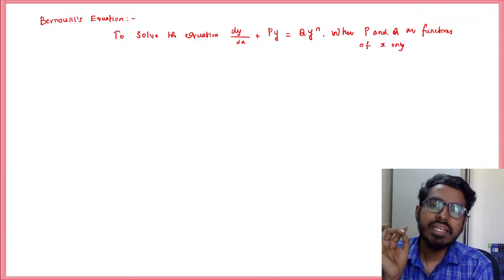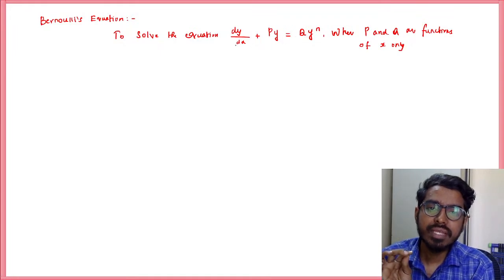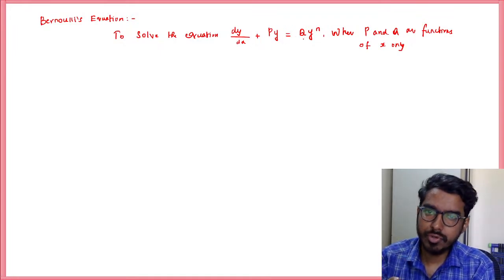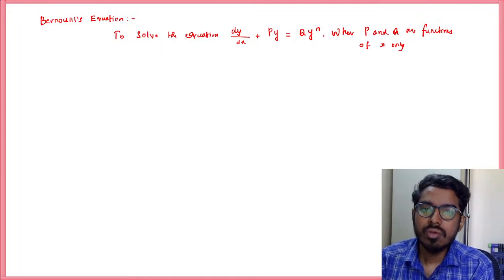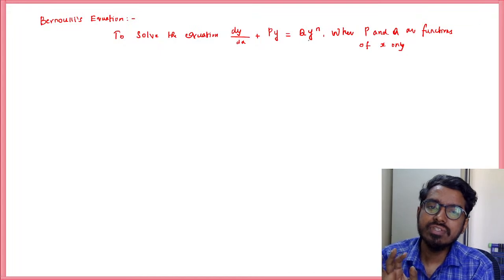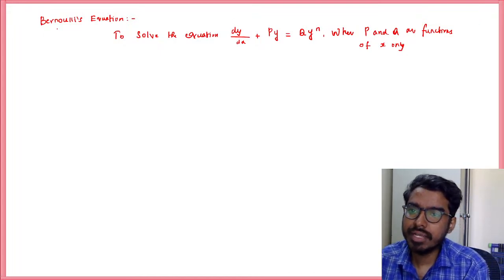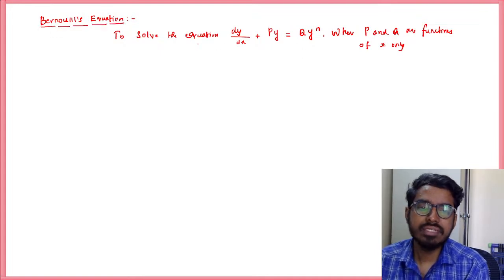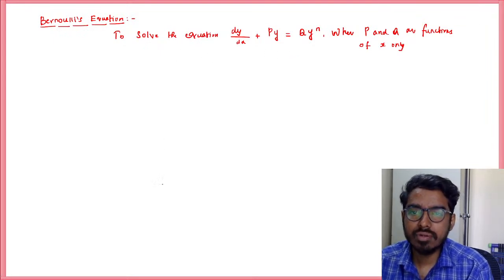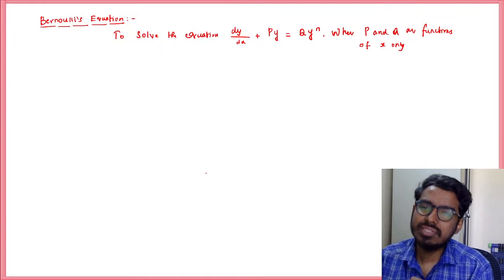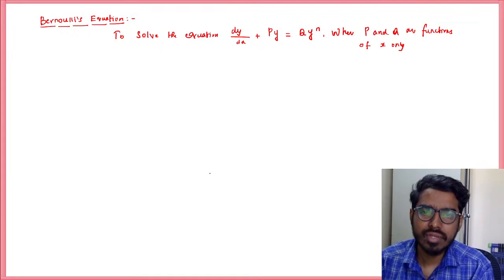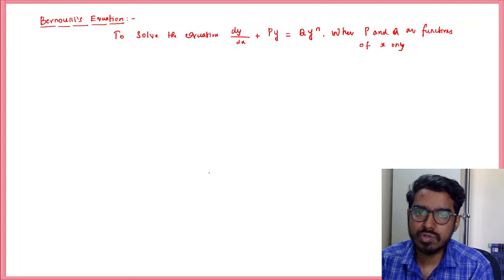In a linear differential equation, you will have dy/dx + Py = Q, so you will not have this y^n multiplied with Q. But in Bernoulli's equation, you will have some y^n multiplied with Q. This n is some number. This is called Bernoulli's equation. So how to solve this type of equation? That is what I'm going to write down, the procedure first. You just understand the procedure, then you can do the problems yourself.